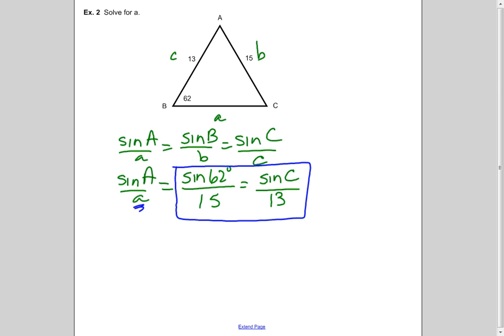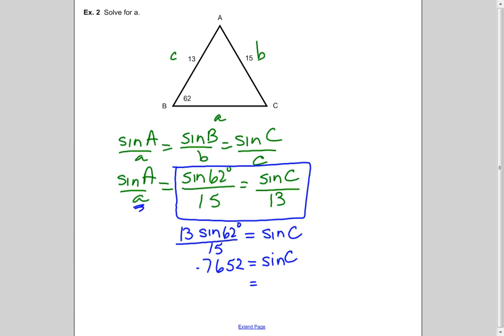So to find angle C, I want to get sine C by itself. I'm going to multiply both sides by 13. So what I'm going to type into my calculator is 13 times sine 62 divided by 15, and I will get a decimal for sine C. I have positive decimal 0.7652. Do you expect angle C to be acute or obtuse?